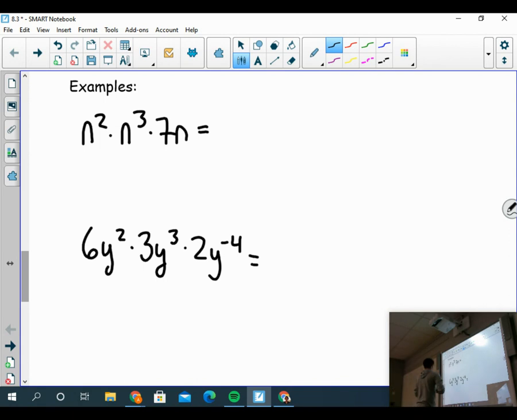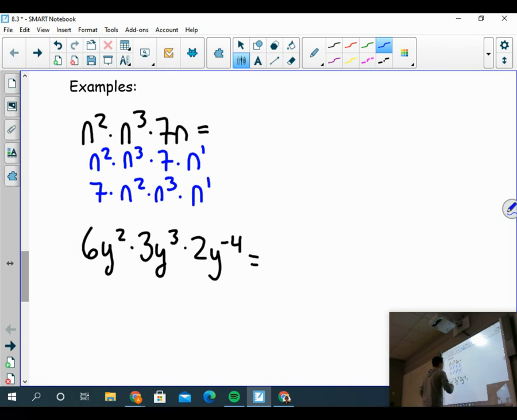Okay, so looking at solving these, again, take a second, pause the video, solve them on your own. Again, for me, it's helpful to rewrite what's happening here. So I have n squared times n cubed times 7n. But what I really know is that the 7 and the n are multiplied together, and that the n is also to the first power. Now maybe I reshuffle them. Again, I like to put my coefficients out front. Again, I can do this because they're all multiplied together. Right? There's no addition or subtraction breaking this up into multiple terms.